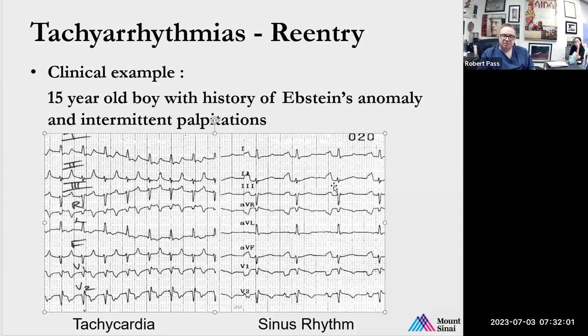Bottom line is it's always useful when assessing patients to try to have an old EKG in sinus rhythm and a tachycardia one to use as a comparison.